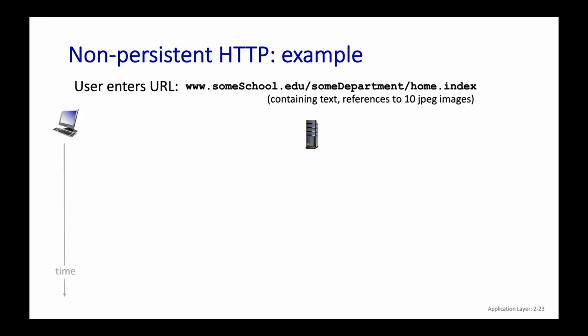So, non-persistent TCP example. You have the client on the left side and the server on the right side. So let's say you are requesting a file, some home.index file, which contains text and references to 10 different JPEG images. एक base file है, उस base file के अंदर 10 images हैं. These are all separate objects, हर एक का अपना URL. You are only requesting the base HTML file with one URL. That base HTML file will include the references to the URLs of all the other objects.